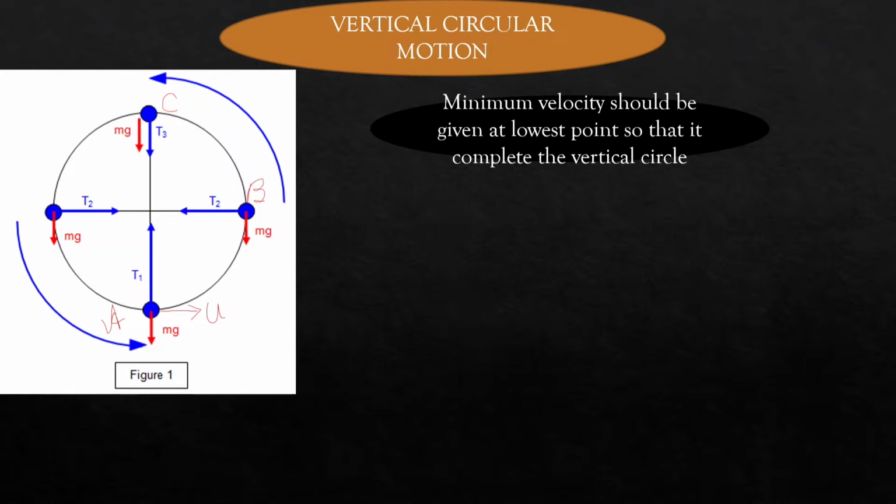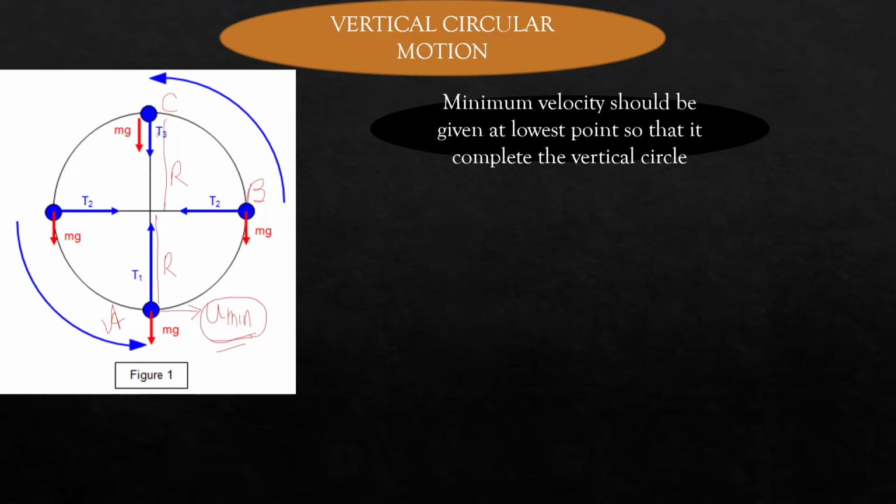Now we see what that u minimum is. We are going to calculate what minimum velocity we should give to this ball at the lowest position so that it completes the circle. So now consider, we assume this length is r. You can suppose it L or something, but I have supposed the length is r. So let's see what happens.